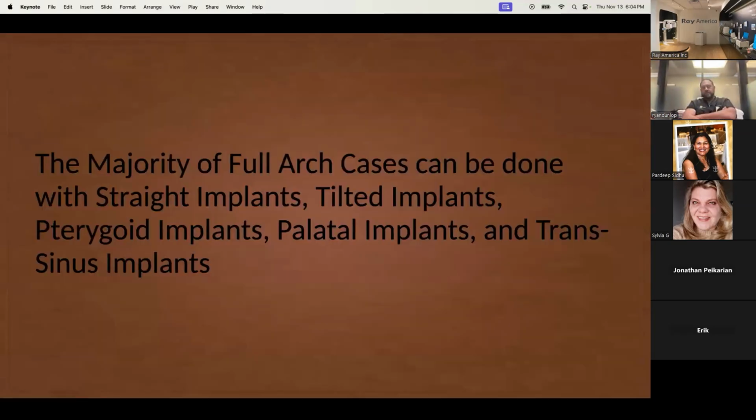So this is the take-home message, which is the majority of full arch cases can be done with straight implants, tilted implants, pterygoid implants, palatal implants, and transsinus. You can see that zygomatics are left off this list. I'm not a big advocate of zygomatics in general. I'm definitely not an advocate at all for quad zygomatic cases. I think that we can do 99.9% of the cases with straight, tilted, pterygoid, palatal, and transsinus implants.